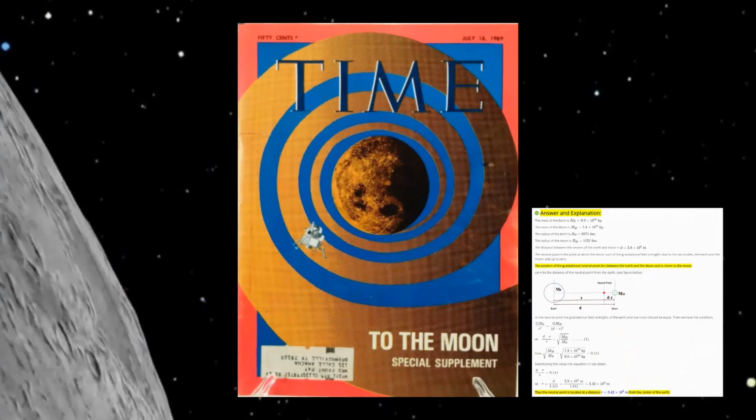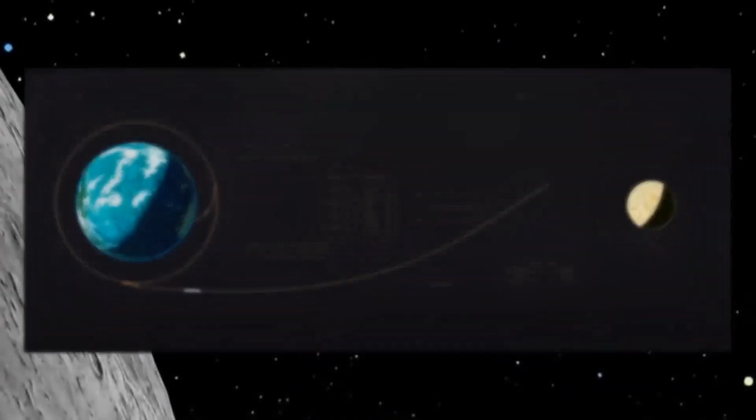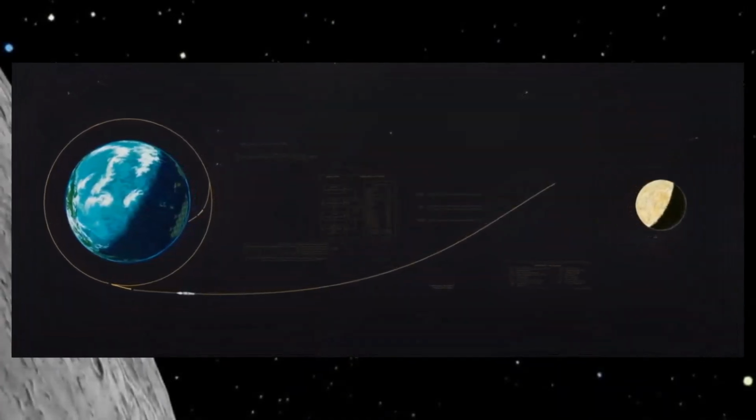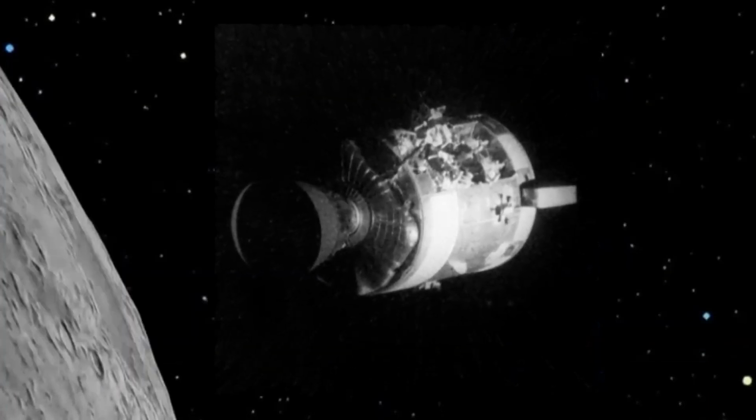The Time magazine issue of July 1969 listed the CNP as 43,495 miles from the Moon. In 1981, David Baker's Space Technology lists the total distance to the Moon as 253,475 miles. He did not publish the CNP, but his total distance between the Earth and the Moon differs from that of Isaac Newton. David Baker was involved in the Apollo 13 mission.